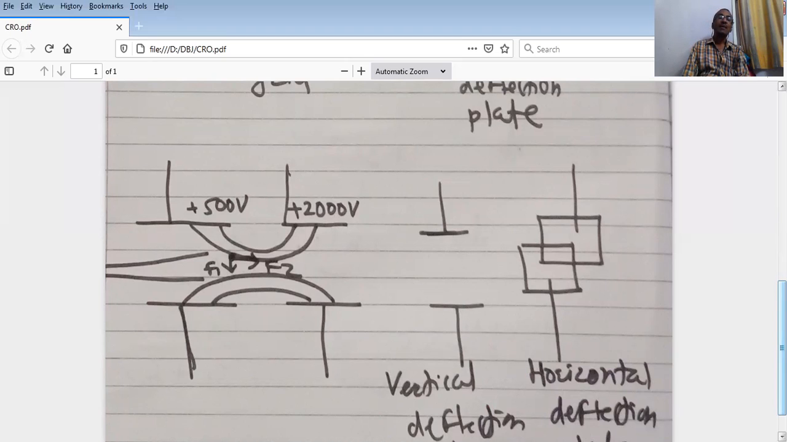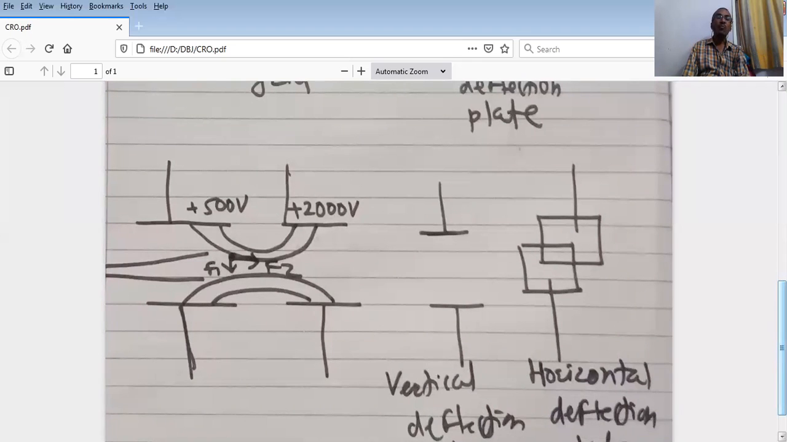Second, F2. This F2 force pushes or accelerates the electron to a further high speed, or it attracts the electron toward the screen with very high speed. That means due to the F1 force, the electron beam is displaced towards the center, and due to F2, the electron beam is accelerated.